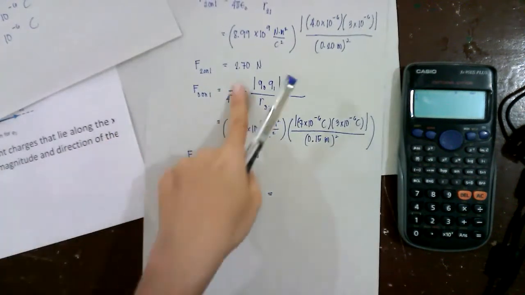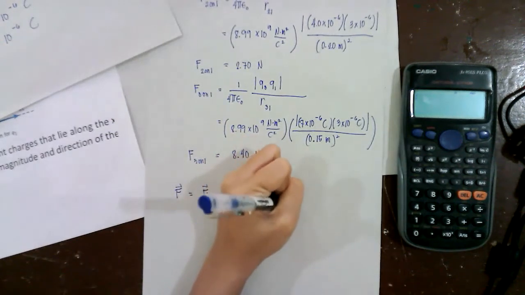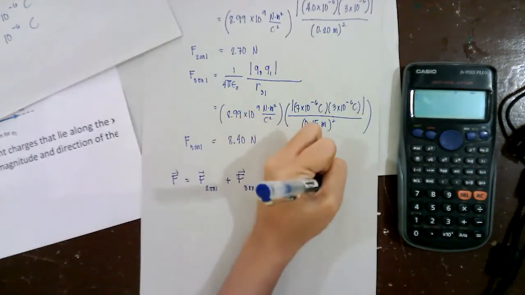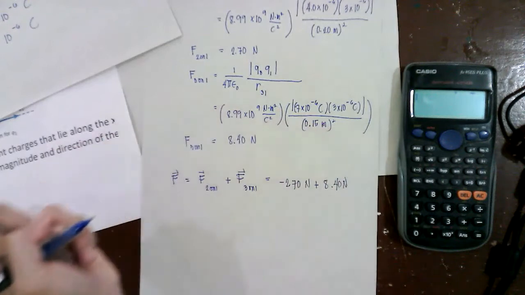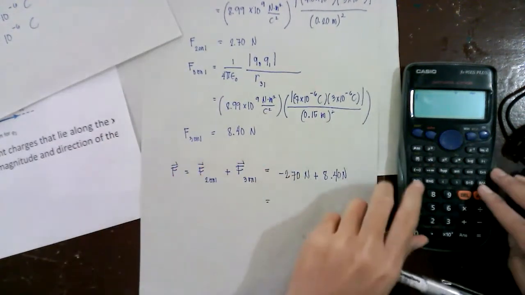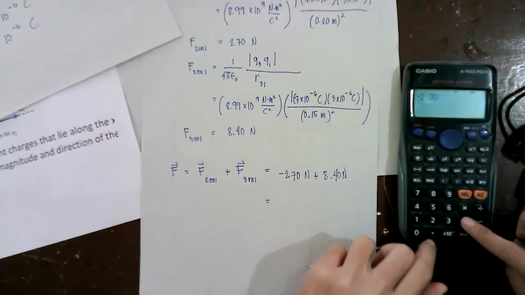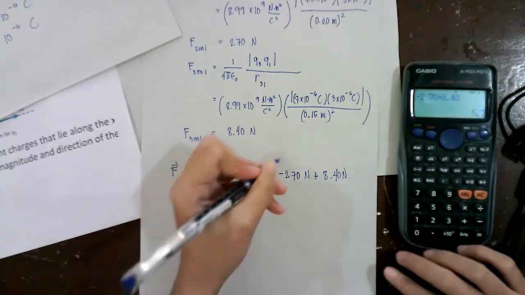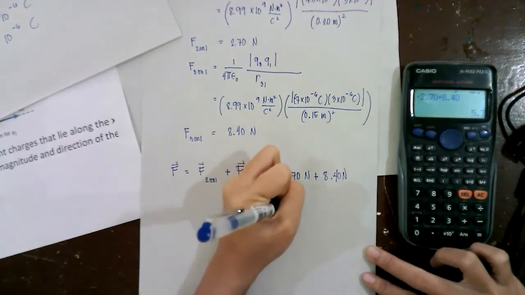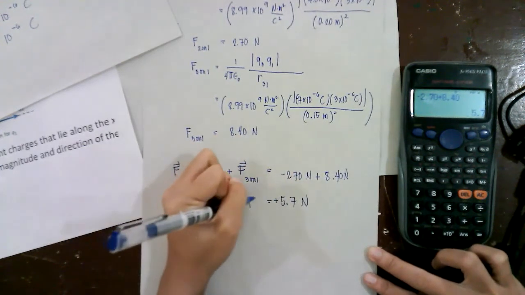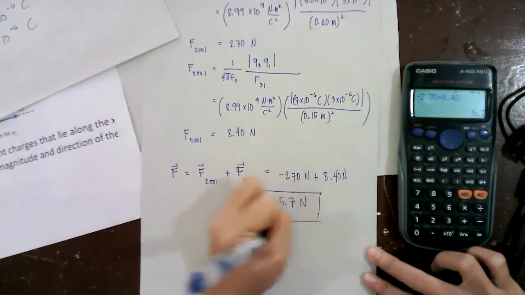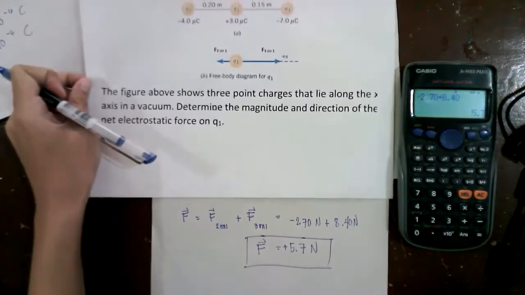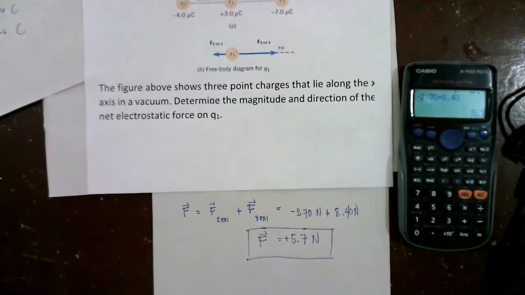So your F2 on 1 now is negative 2.7 Newton plus positive 8.4 Newton. So you're going to add the two. That's negative 2.7 plus the positive 8.4. So you will get 5.7 Newton. So this is positive 5.7 Newton. So this is now your final answer for this problem, or for example number 2.